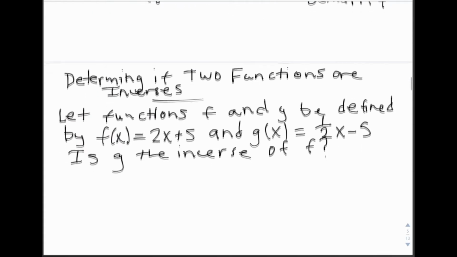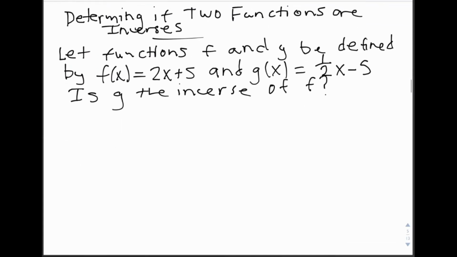So now let's go ahead and try to determine if two functions are inverses. Let functions f and g be defined by f of x is equal to 2x plus 5, and g of x is equal to 1/2 x minus 5. Now, we want to see if g is the inverse of f. So let's see what we can do with these two different functions.